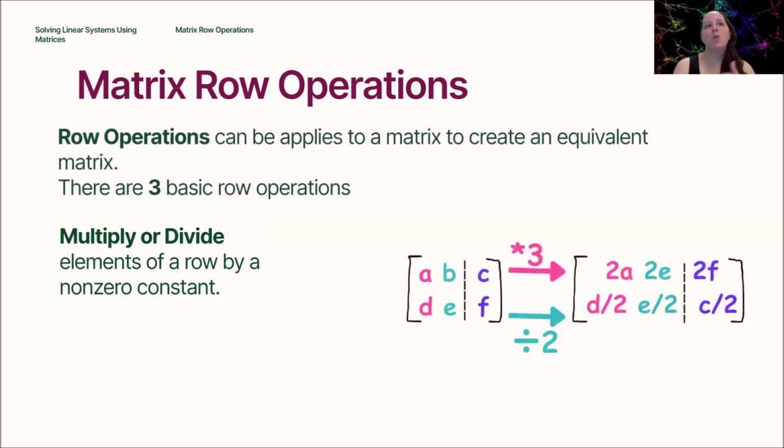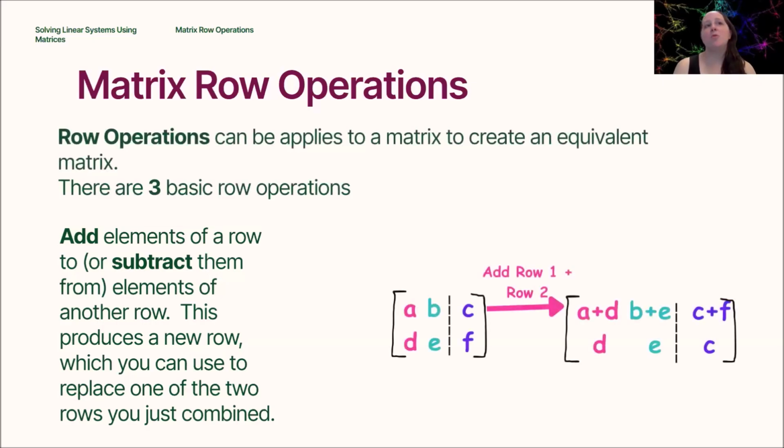You can also multiply or divide any row that you want by a non-zero element. In this case, I multiplied my top row by 3, and then I divided my bottom row by 2.